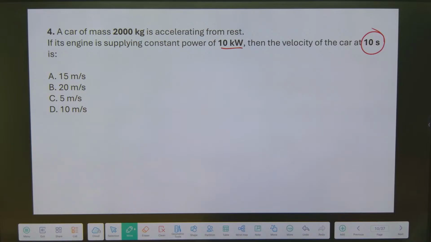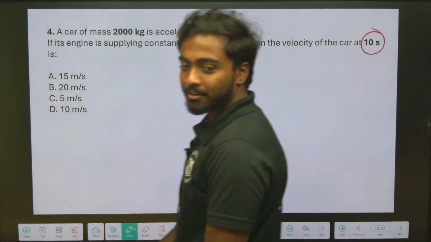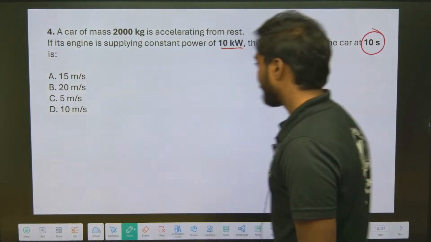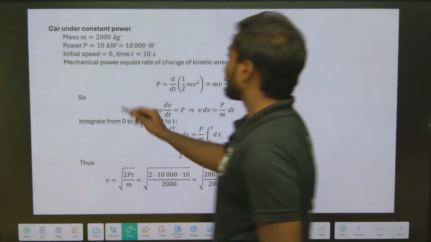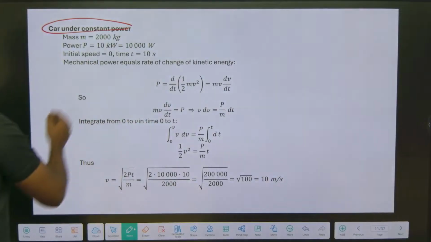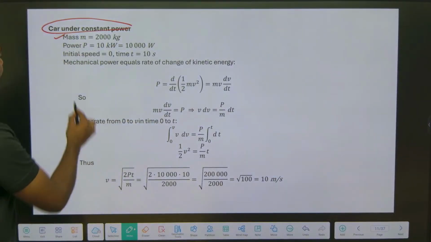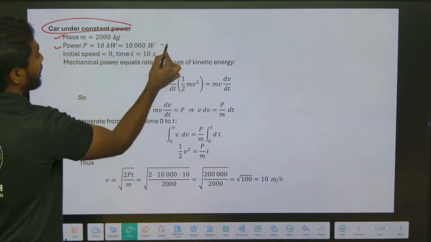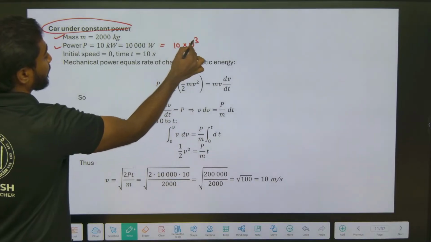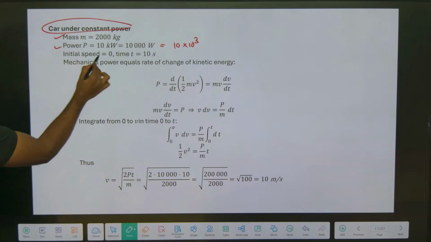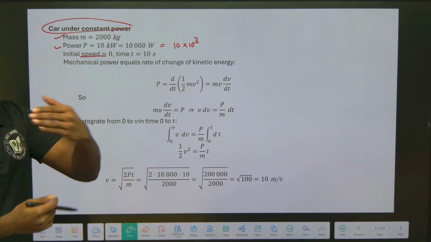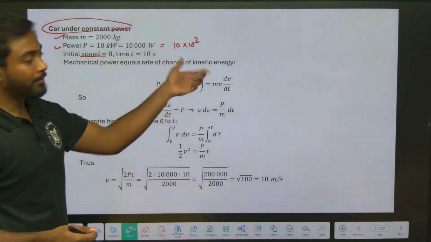Okay, we'll check it. You are saying option B, option C. Okay, let's see. So car under a constant power, right? So mass is given 2000 kg and the power is 10 kilowatt, which is nothing but 10 into 10 power 3, that is 10,000. Fine. Now initial speed will be 0 because it starts from rest, and after 10 seconds they are asking.